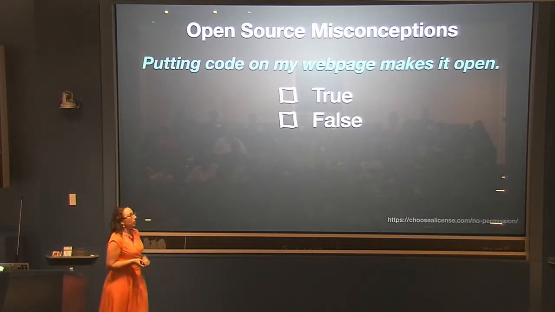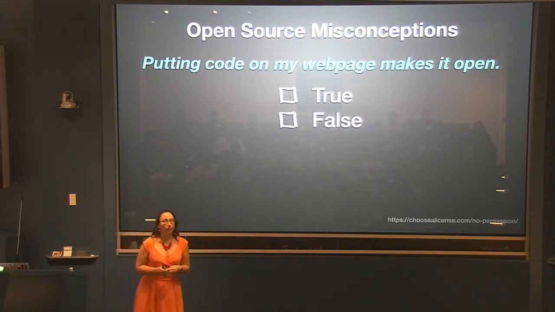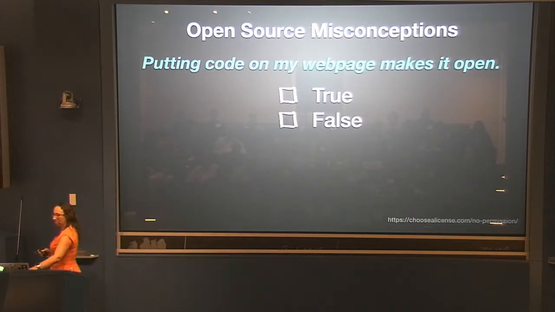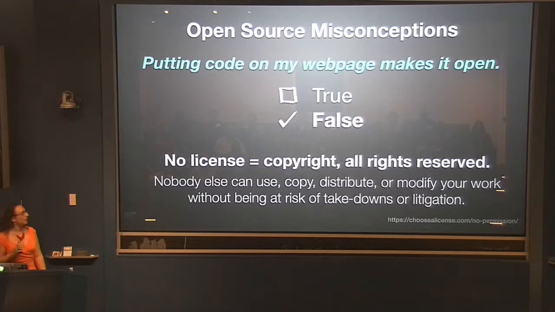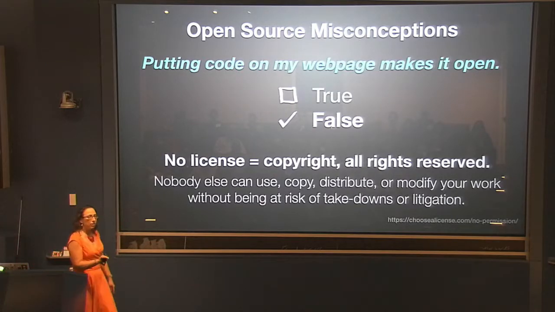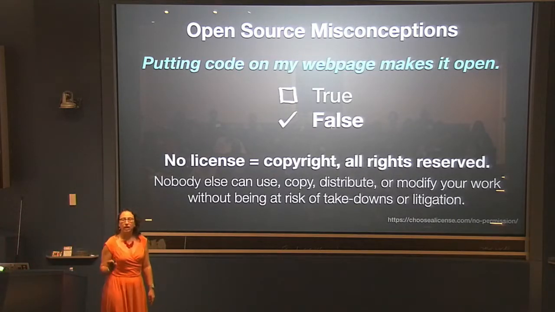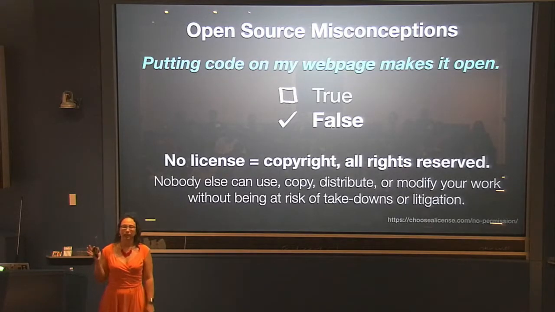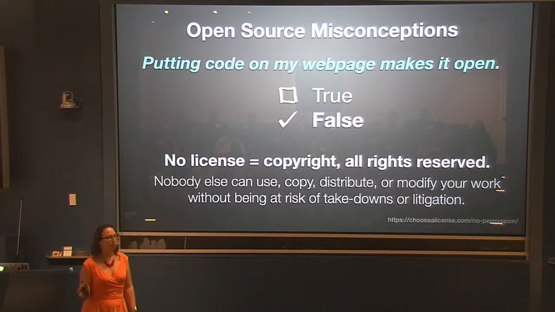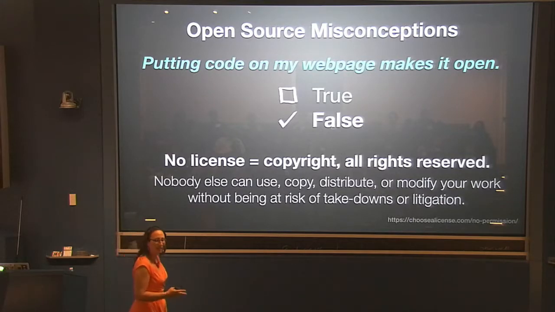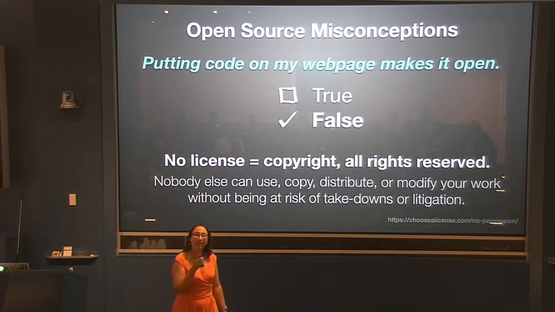Putting code on my web page makes it open. False. If it doesn't have a license, it's copyrighted, all rights reserved. If somebody used it, modified it, and distributed it, they could get sued. So code can be visible to you. You could put your code on a web page. You can put your code on GitHub. But if you don't put the license on it, it is not open.